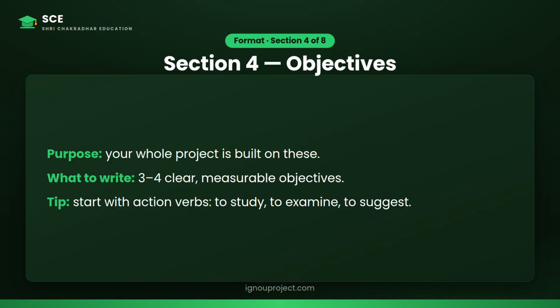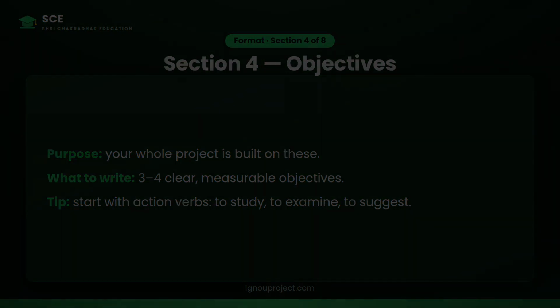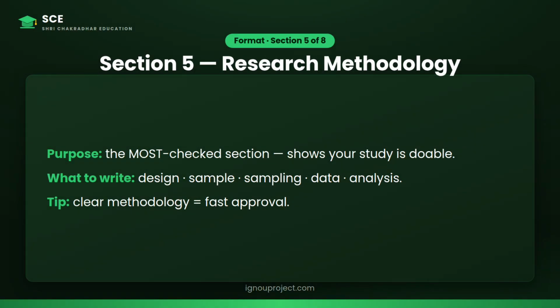So those are the first 4 sections: title, introduction and background, rationale and objectives. Notice how each one builds on the last. The title names the study, the introduction gives context, the rationale justifies it, and the objectives define exactly what you will achieve. In the next section, we cover the remaining 4. Methodology, limitations, the chapter plan and references. And methodology is the one your evaluator will check most closely.